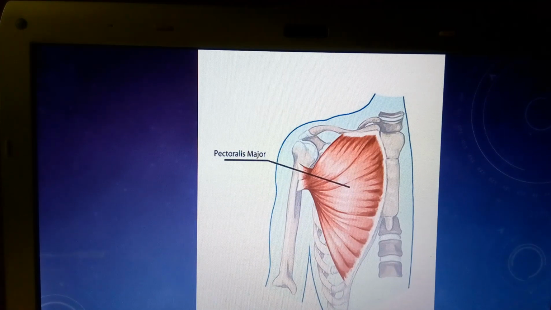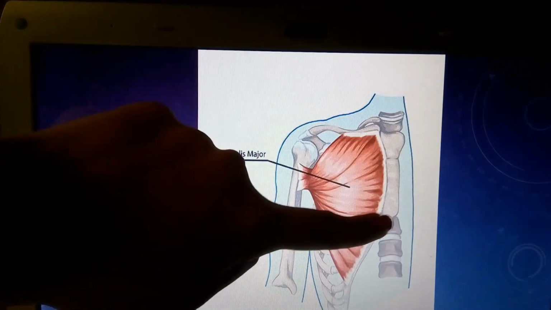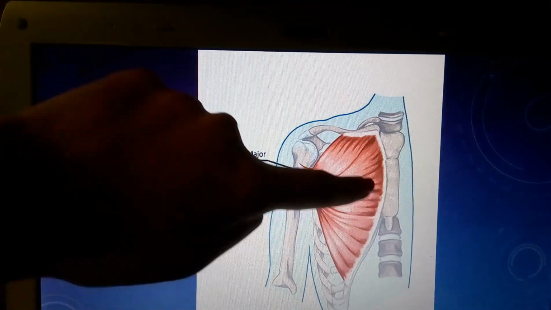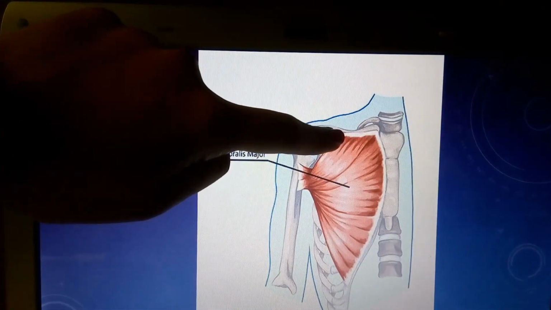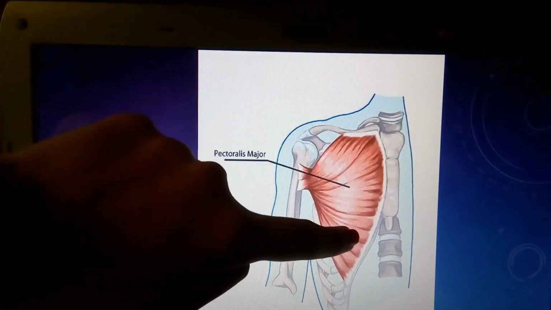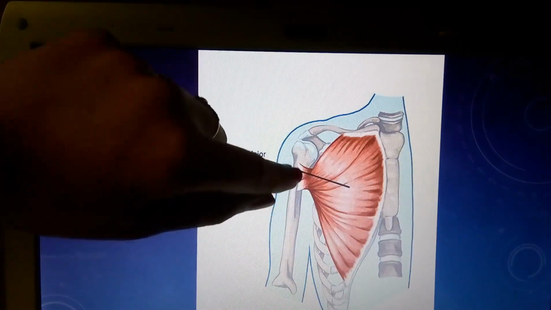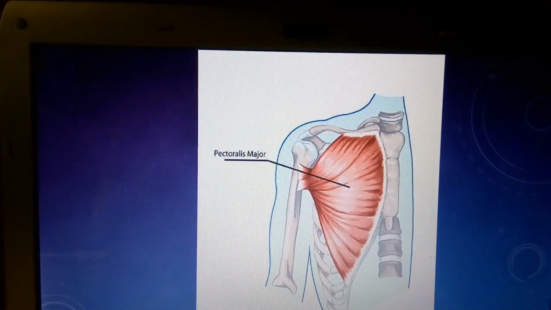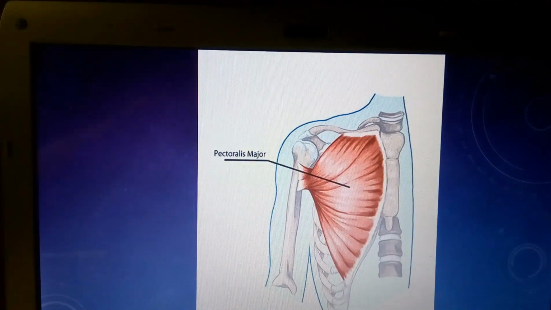Pectoralis major takes its origin from the clavicle and from the sternum. So we have the clavicular part and the sternal part. The clavicular part originates from the medial part of the clavicle, and the sternal part originates from the sternum and the first 6 ribs. It takes origin like this and gets inserted into the lateral lip of the bicipital groove. The bicipital groove has a medial lip and a lateral lip, and this gets attached to the lateral lip of the bicipital groove.